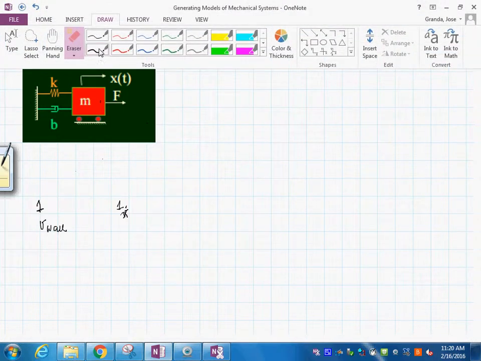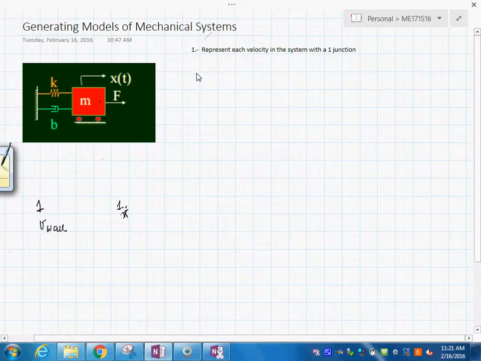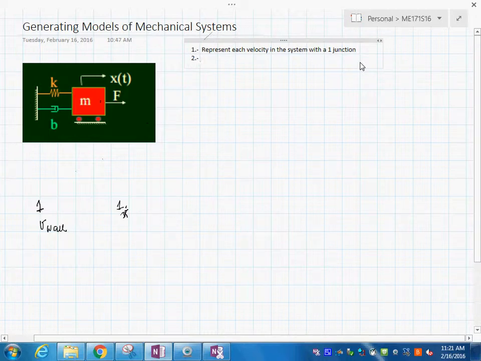So now what we need to do is put a step number 2. Step number 2, use a one junction to represent each distinct velocity. Okay, very good. We have done just that. And then step number 3, we're going to say attach the elements that experience that velocity.